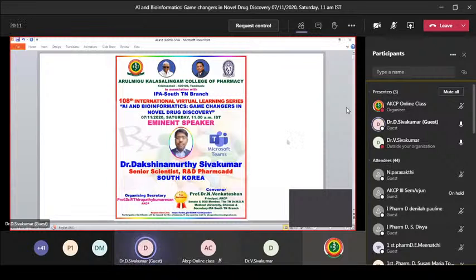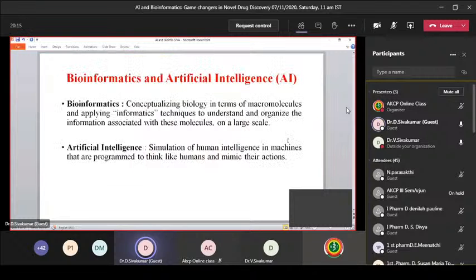Okay, these are some of the institutes which I previously mentioned. And let me directly go into the topic, bioinformatics and artificial intelligence. Why do bioinformatics and artificial intelligence play an important role in drug discovery? Before we go into that, we will just see the basic definition of bioinformatics.